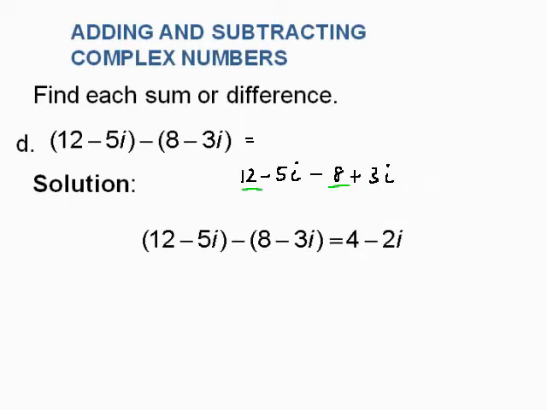complex parts to get, and here's where I like to use colors. I don't know if everyone likes colors out there, but you can then see the 12 minus 8 gives you a +4, and then -5i plus 3i, -2i, again in standard form.